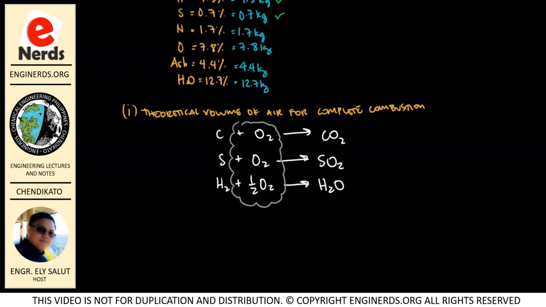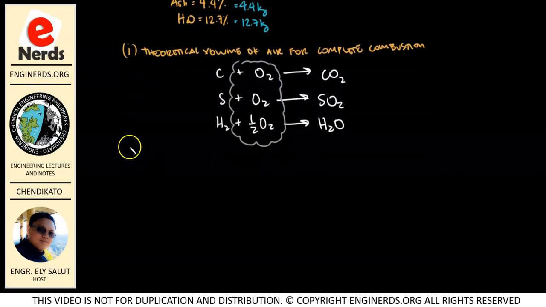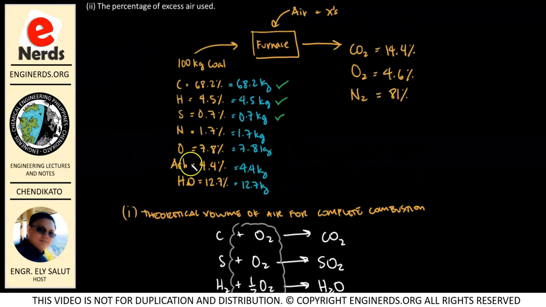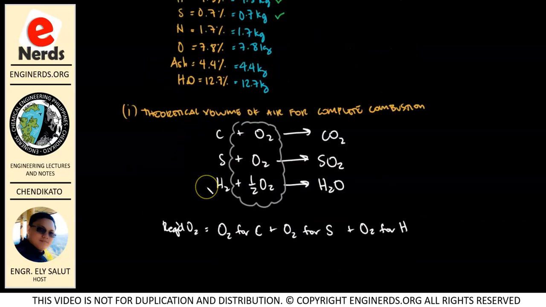So, that means, in order to get the required oxygen, so, the required O2 is equal to the O2 for the burning of carbon plus the O2 for burning of sulfur plus the O2 for burning of hydrogen, ano? Or H lang kasi isang atom lang yung nandito sa ating solid na fuel, no?